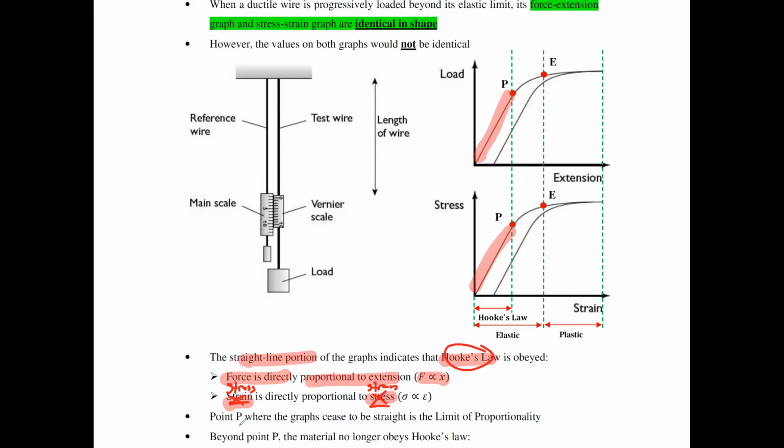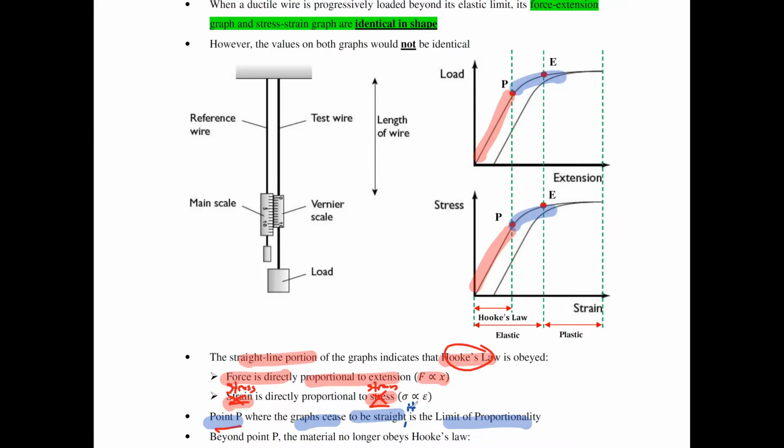Now, beyond point P, you will notice that your graph is no longer straight. Point P is where the graph ceases to be straight. It is the limit of proportionality.